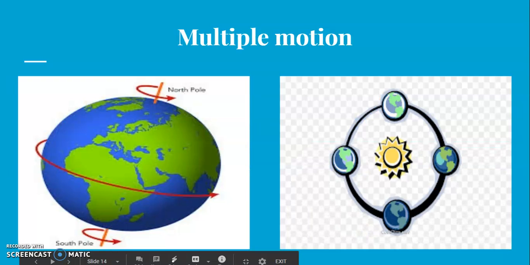Multiple motion: the earth rotates about its axis. This rotation is known as rotational motion. And at the same time, it revolves around the sun in a circular path. This is called circular motion. So in this multiple motion, there are two types of motion which are mixed: rotational motion and circular motion.